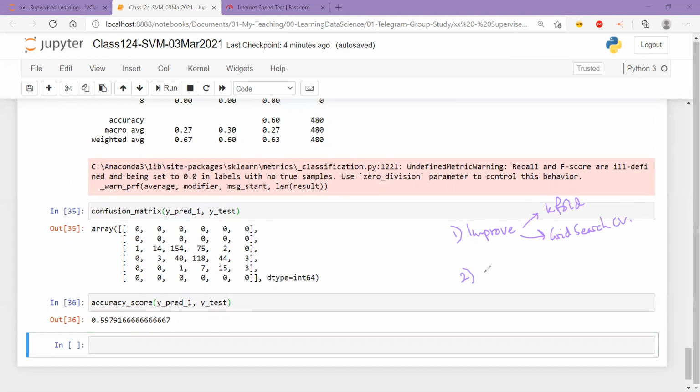The second way I'm going to improve, I'm going to show you a library on SMOTE. And by means of SMOTE, I'm going to do upsampling so that I can take care of this class imbalance problem. Because we have a class imbalance problem that is affecting my data, I'm going to take care of that and then I'm going to proceed.